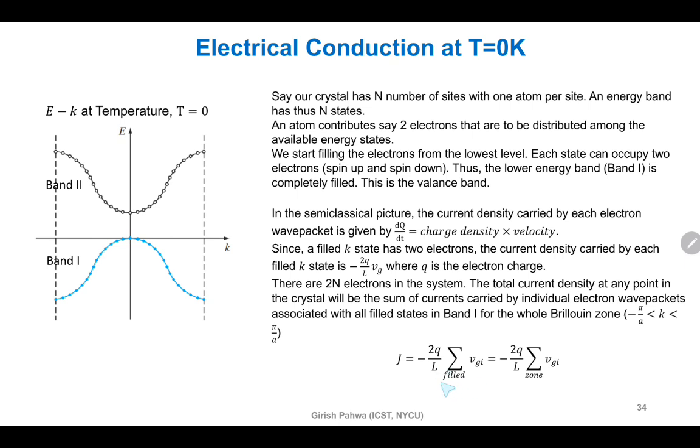Now in this case, what is the filled state? All the states in this zone are filled. So instead of filled, I can also write zone here, because all the states in this zone at capital T equal to 0, temperature equal to 0, are filled. So filled is equivalent to zone here. Zone means you are going to sum over all the k states in this zone, starting from here to here, minus pi by a to pi by a. All of those k. Okay, so this is the current.